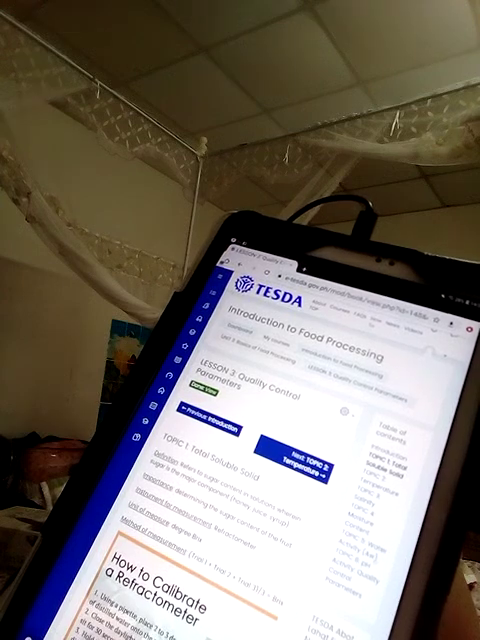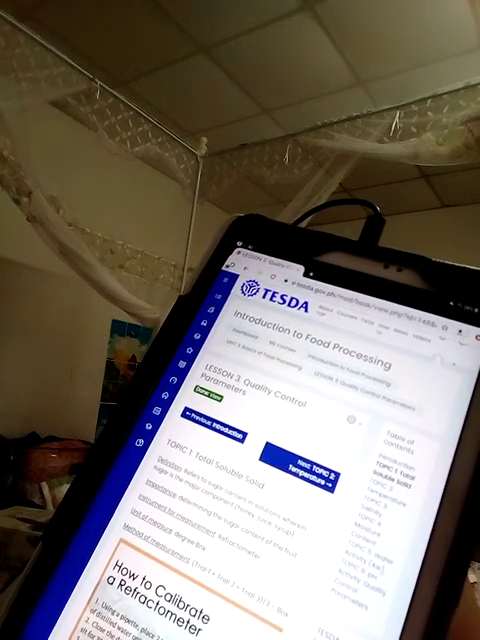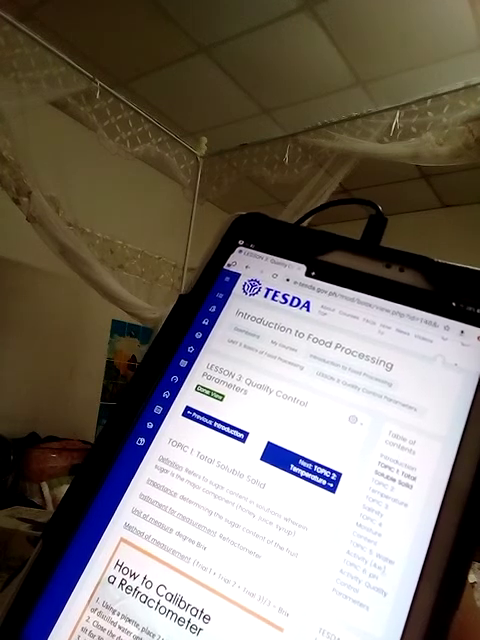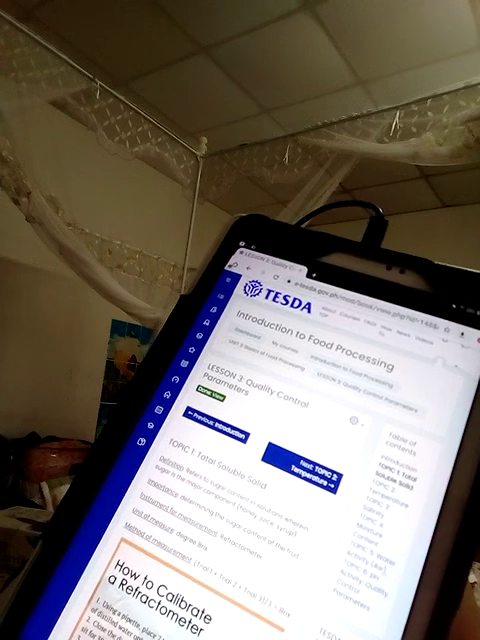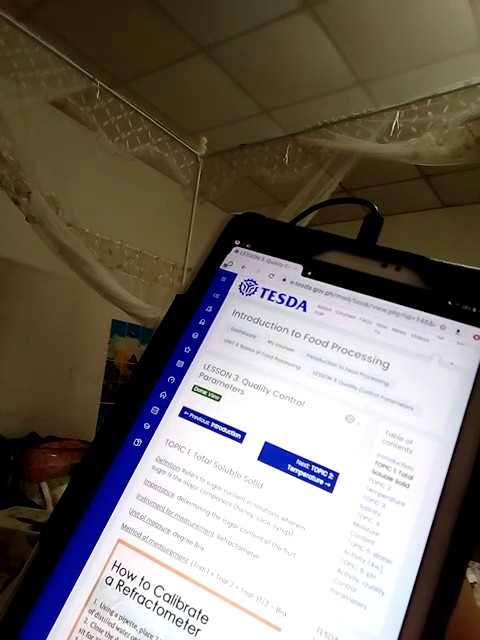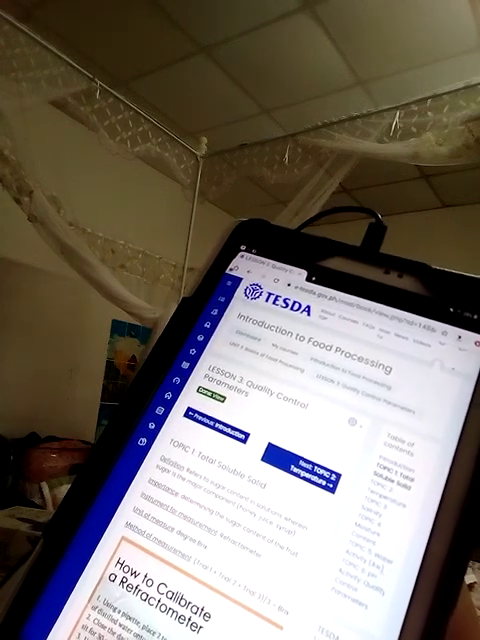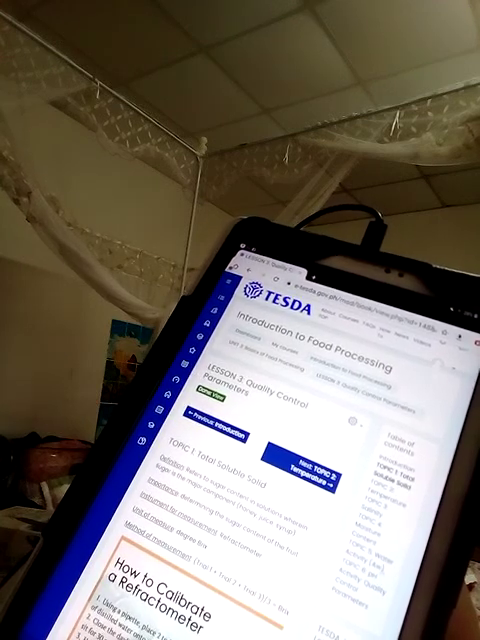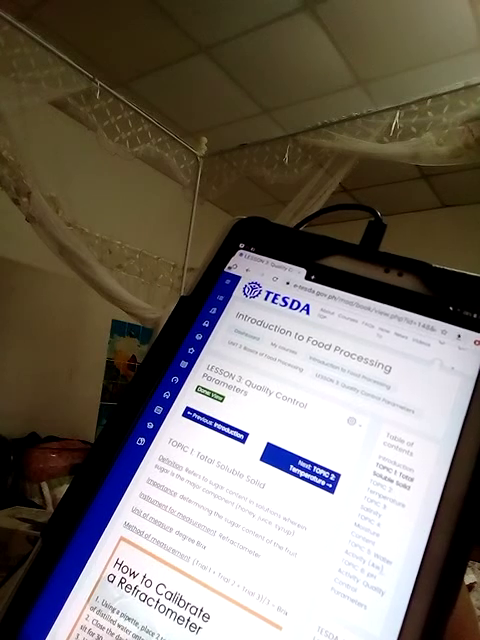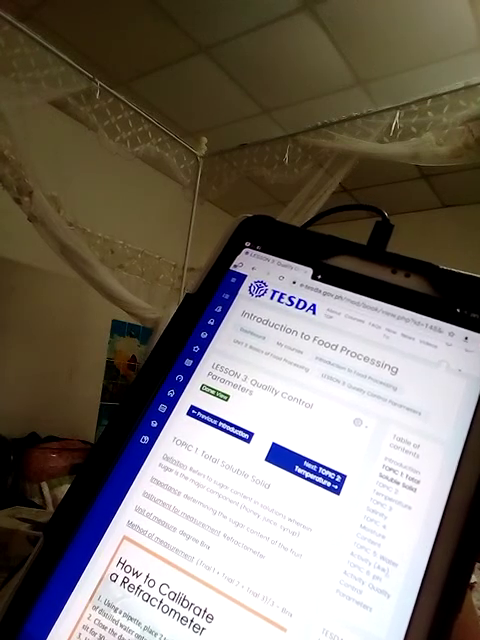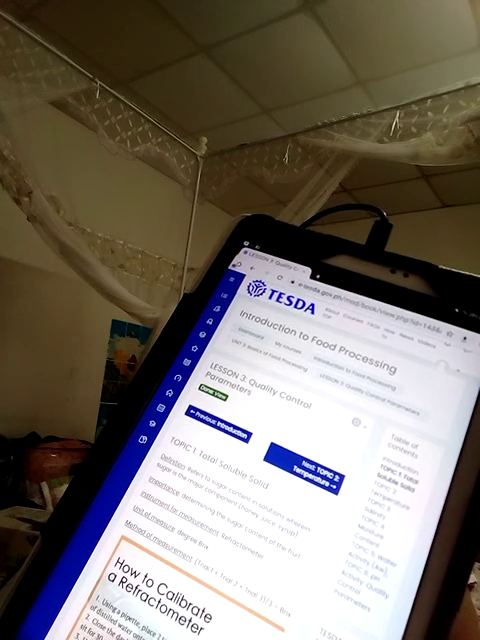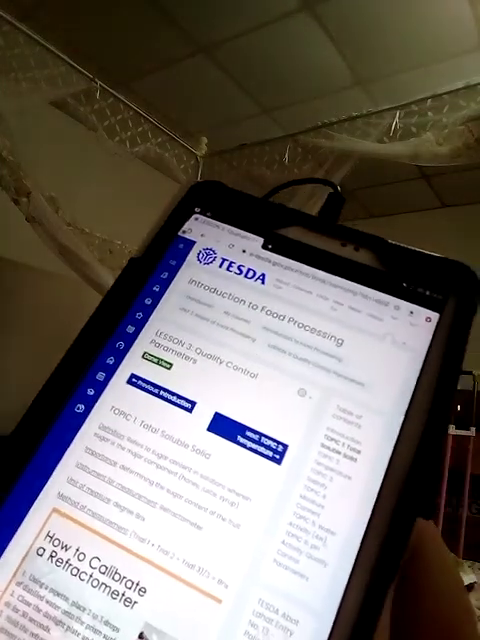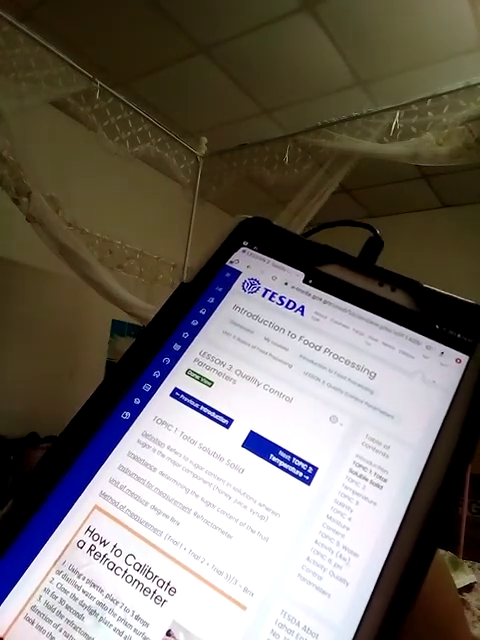Total soluble solids. Definition: refers to sugar content in solutions wherein sugar is the major component. Examples are honey, juice and syrup. The importance is determining the sugar content of the fruit. The instrument for measurement is a refractometer. The unit of measure is degree Brix. The method of measurement is trial 1, trial 2, trial 3, equals Brix.